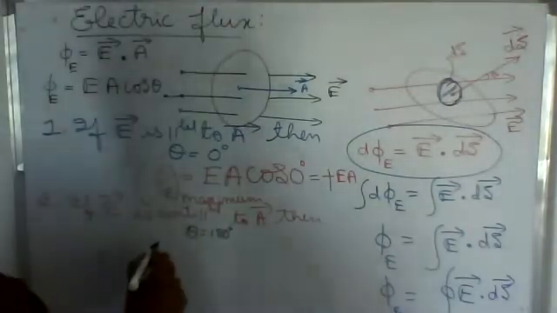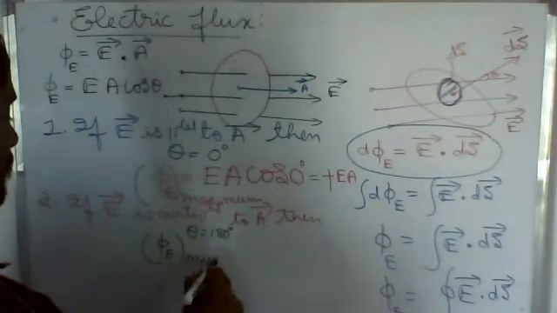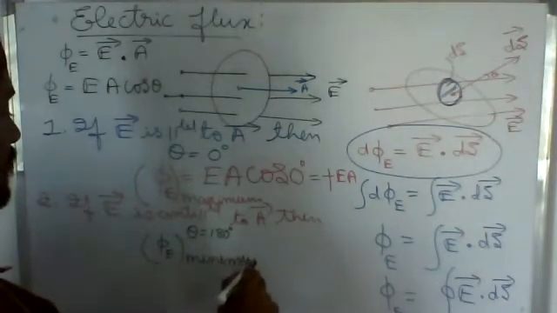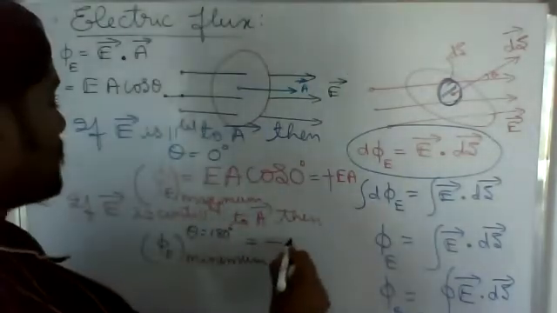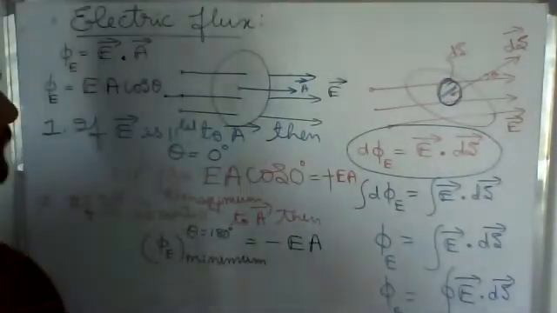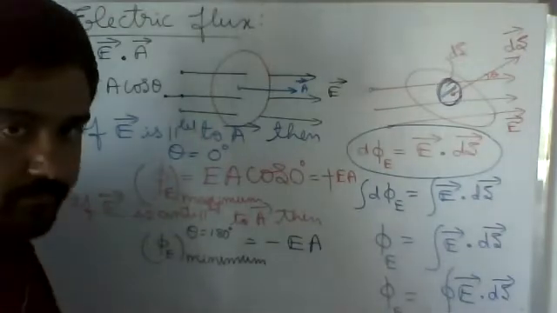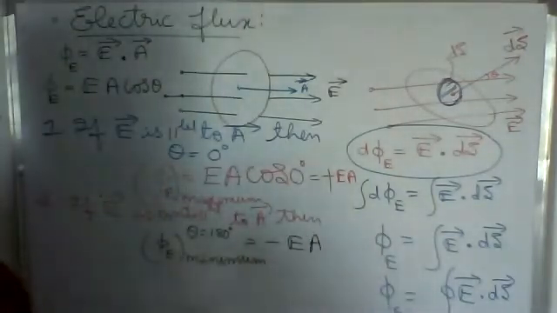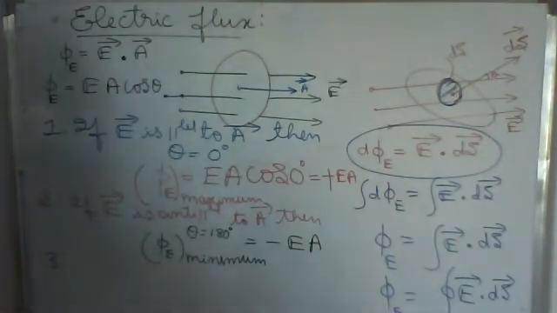Okay. Now the electric flux is minimum and also negative. It is minus EA. Actually, EA cos 180. Cos 180 is minus 1. That is why minus EA. So the third special case.